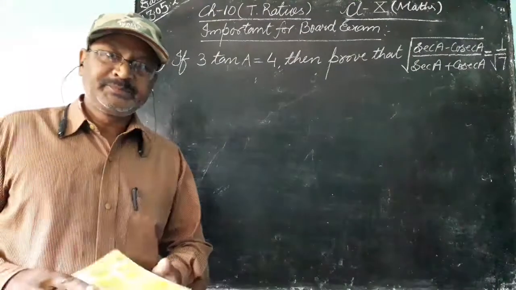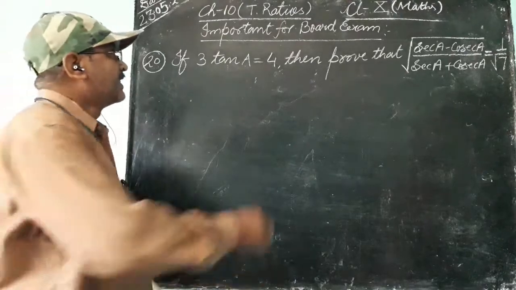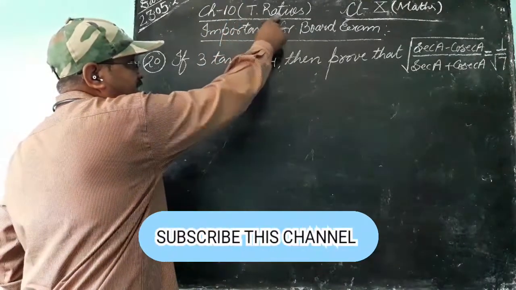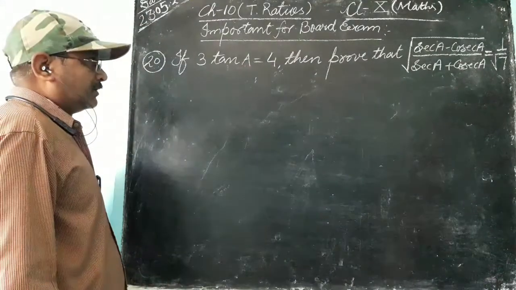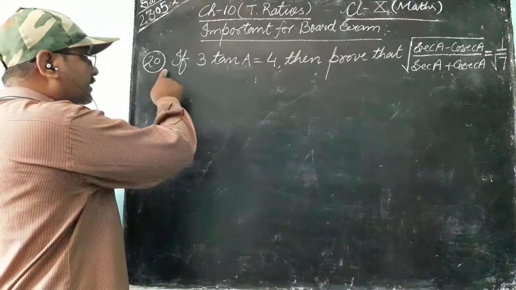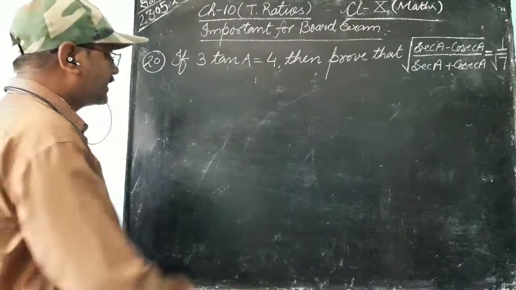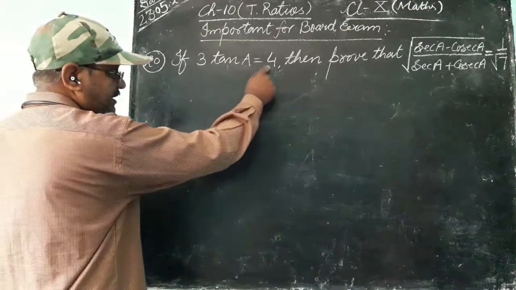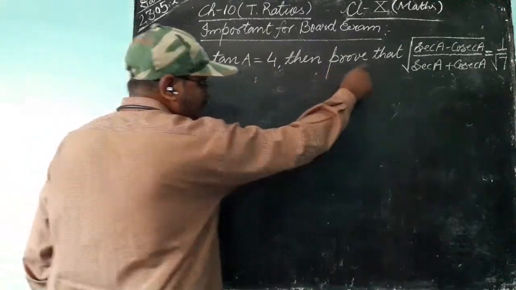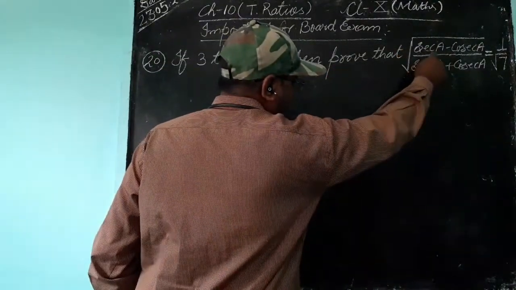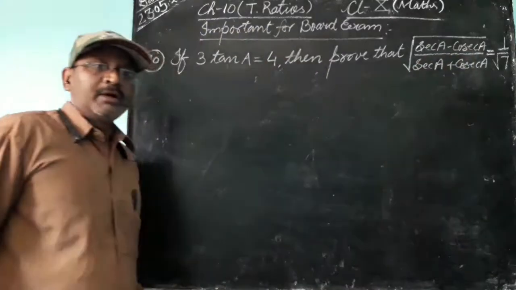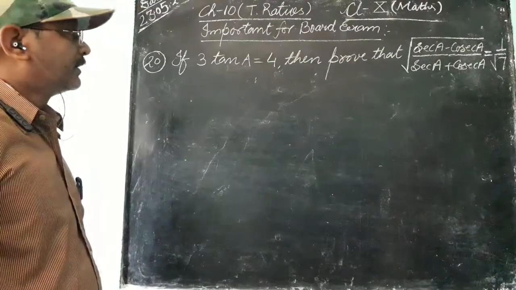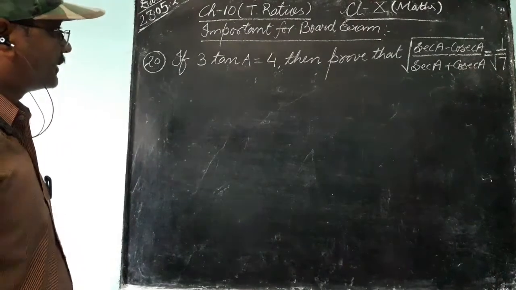How are you? Today I will explain chapter 10, trigonometric ratios, some important questions for the board examinations. So first of all, question number 20 has given 3 tan A is equal to 4, then prove that under root (sec A minus cosec A) upon (sec A plus cosec A) is equal to 1 upon under root 7. Clear? It's important in view of the board examination.